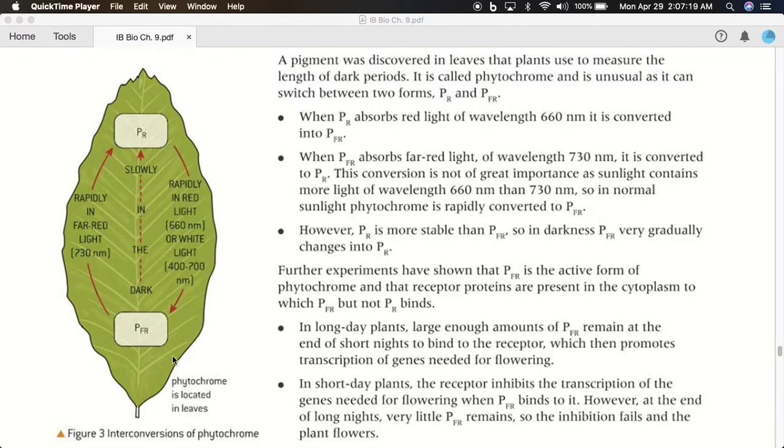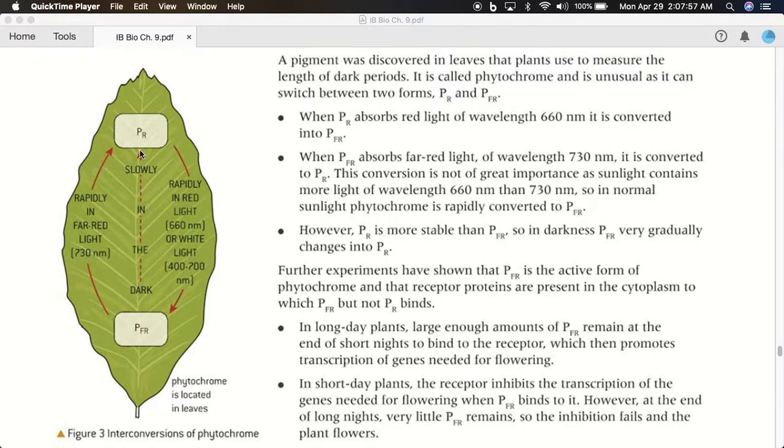Phytochrome FR, when it absorbs red light of a different wavelength, gets converted back to phytochrome R. However, this left side of the equation doesn't happen as often as this right side of the equation, because the sunlight that we have on Earth is more of this wavelength of red light, which is 660 nanometers, and less of this wavelength of red light, which is 730 nanometers. So basically, phytochrome is just this molecule that absorbs light, and it switches between being phytochrome R and phytochrome FR.